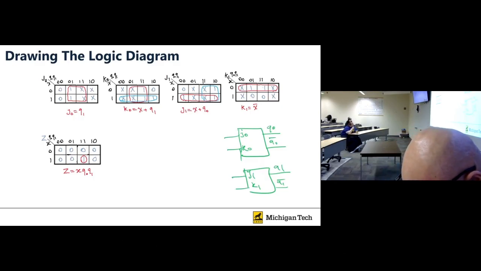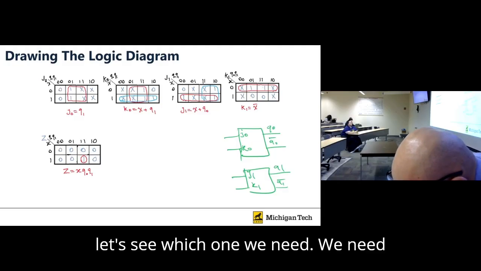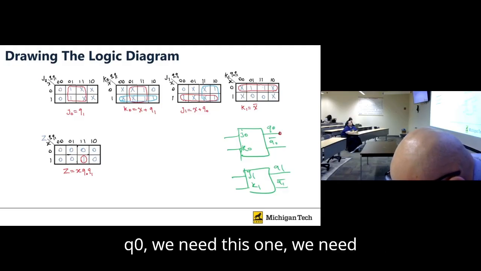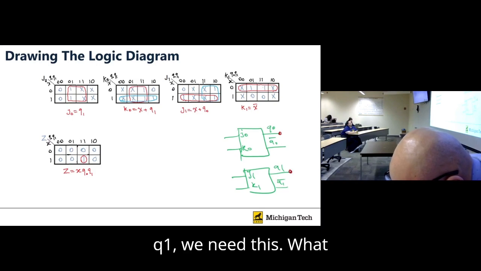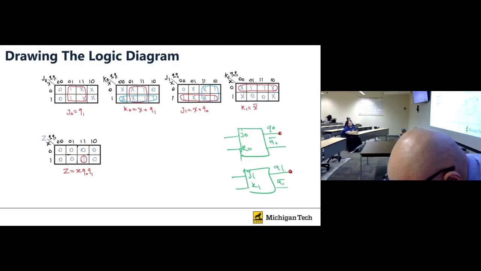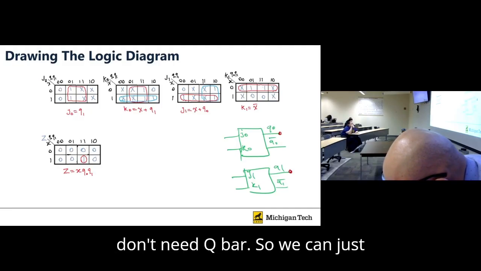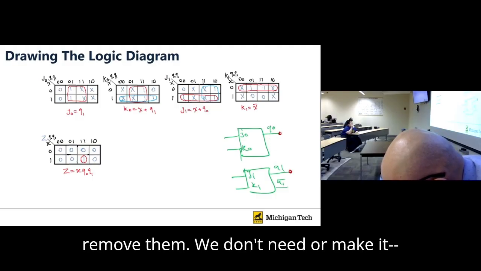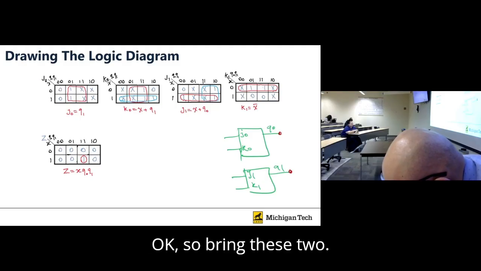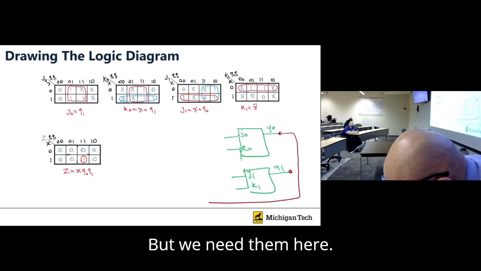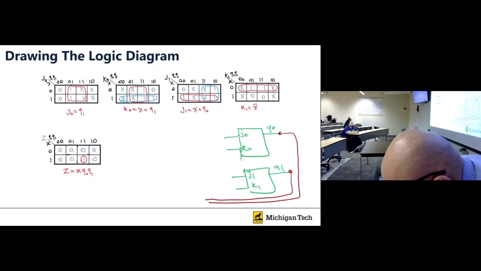Most of the time, because we need all of these inputs, let's see which one we need. We need Q0, so we need this one. We need Q1, we need this. What about the bar outputs? We don't need anything else. We don't need Q bar, so we can just remove them. We don't need more. Okay, so bring these 2. We need them here.